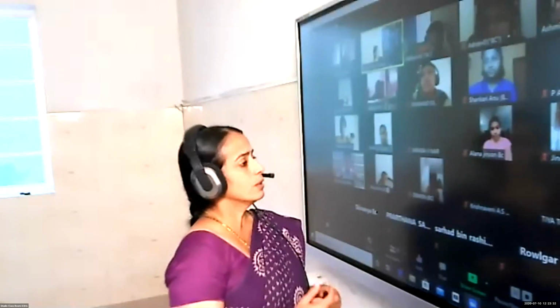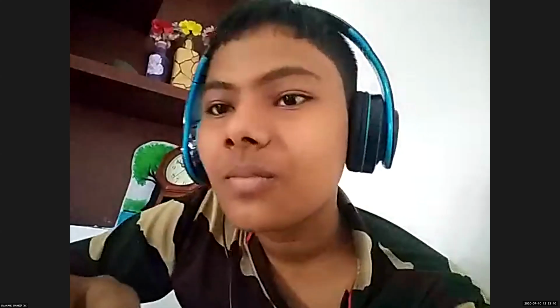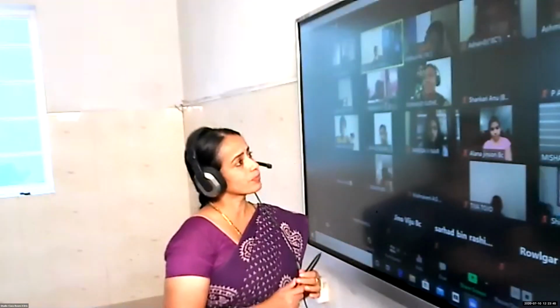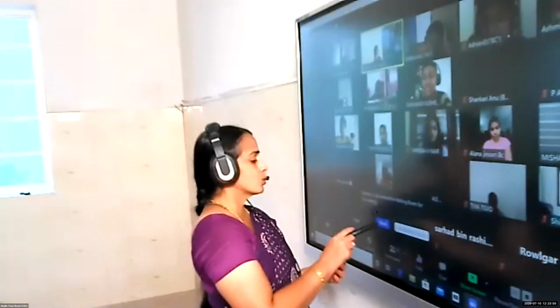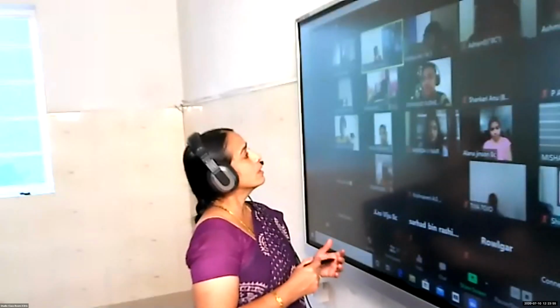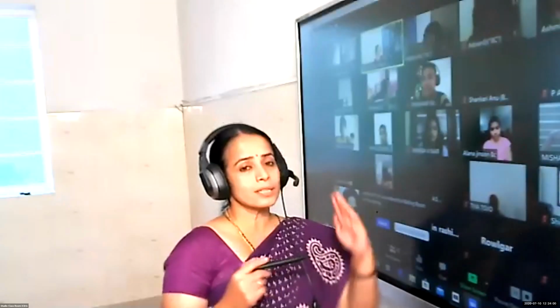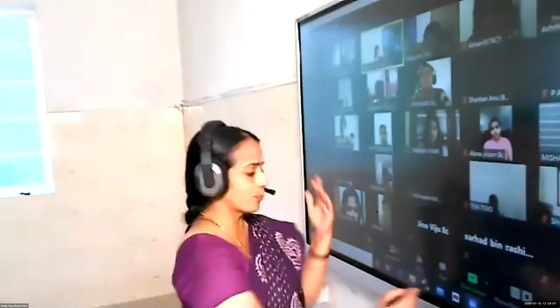Okay, so Shivanand, what is 5 square? 5 square means what? How will we find 2 square? It is 2 into 2. 25, correct, because 2 square is 2 into 2. So 5 square is what? 5 into 5. 5 into 5 is 25.